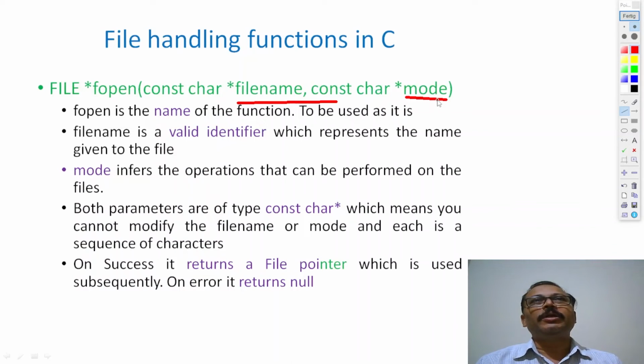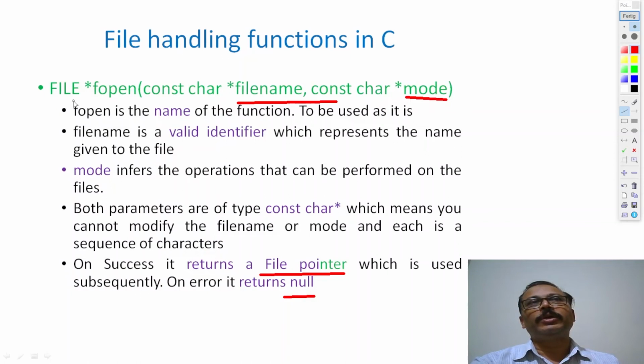So fopen opens the file. If opening the file is successful, then it returns what is called a file pointer. If it fails, it returns NULL. So whenever you open a file using fopen, you have to check whether you are successful or not. If it is NULL, you are not successful. Otherwise, it returns a file pointer. That file pointer has to be stored in what is called a FILE type of object.